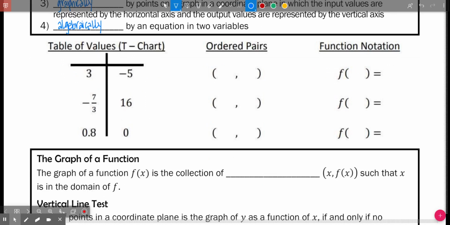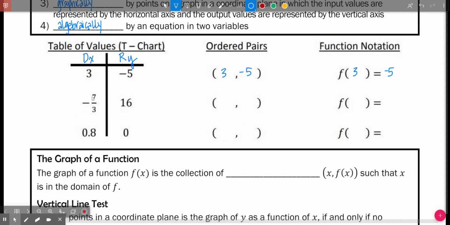When given a table of values or a t-chart, if the left-hand side is your domain or your input values, and the right-hand side is your range or your output values, this input and this output creates the ordered pair. So this is x and this is y. (3, -5) becomes my ordered pair. And in function notation, this means f of 3 is equal to -5.